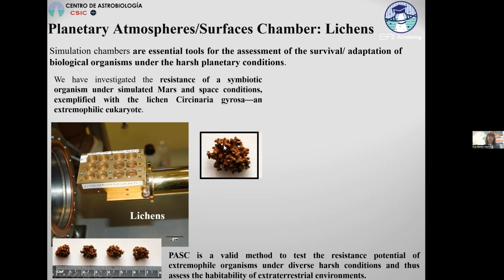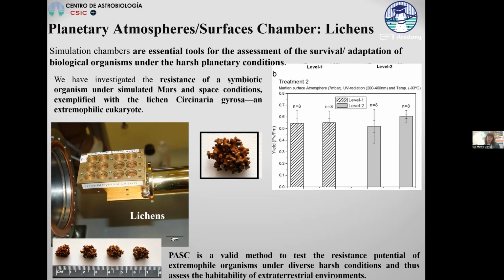Here we can see the lichen. Here we can see the setup in our sample holder. Inside we have the different lichens, on two different floors. The first one is exposed to full Mars conditions and the UV radiation, whereas the second floor has the same Mars conditions but without UV irradiation, in order to have control samples in the same experiment.